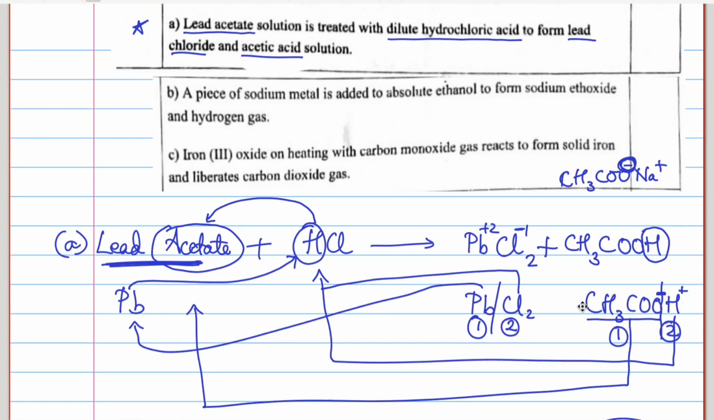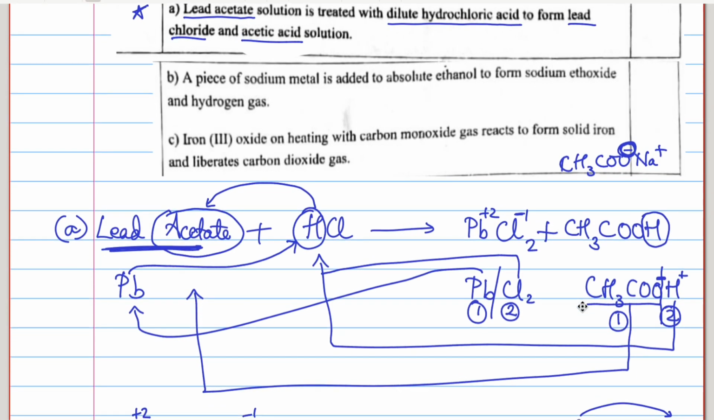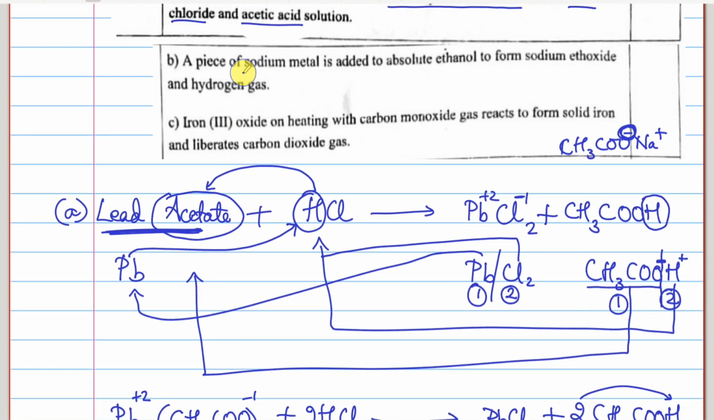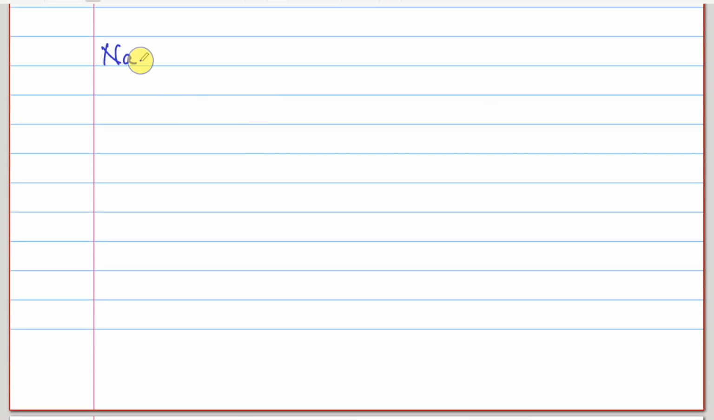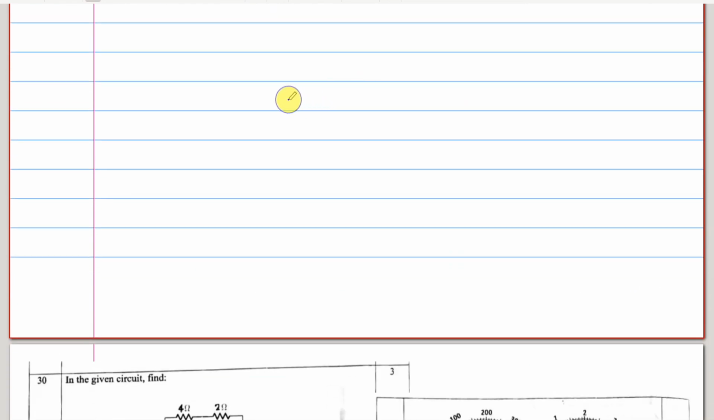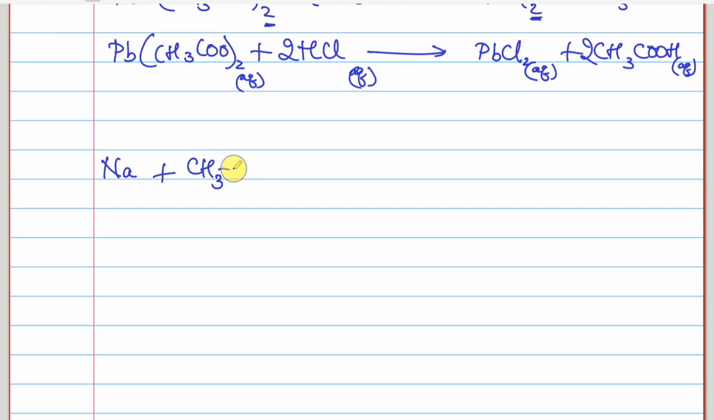The second sub question: a piece of sodium metal is added to absolute ethanol to form sodium ethoxide and hydrogen gas. So this we already know, the reaction of sodium metal with ethanol to form sodium ethoxide and hydrogen gas. We already know this reaction. Sodium metal, Na, reacting with absolute ethanol or just ethanol. Ethanol's molecular formula will be CH3CH2OH to form sodium ethoxide and H2 gas, liberated hydrogen gas. So hydrogen gas will be liberated when sodium displaces hydrogen, right? So if sodium displaces hydrogen, what will be formed?